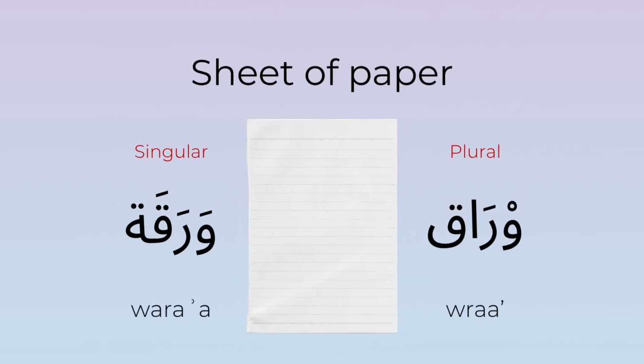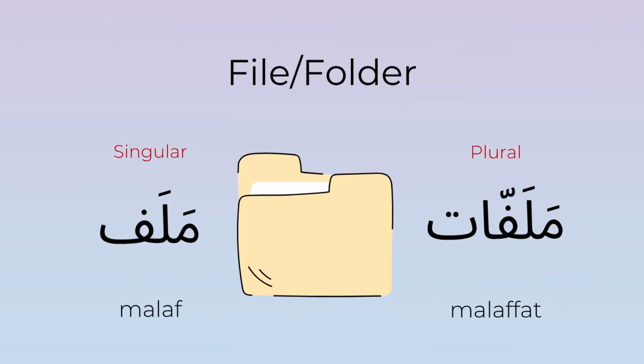Sheet of paper. This is the countable version. So the singular form is ورقة. To say sheets of paper, you would say وراق. File or folder. ملف. The plural version is ملفات.